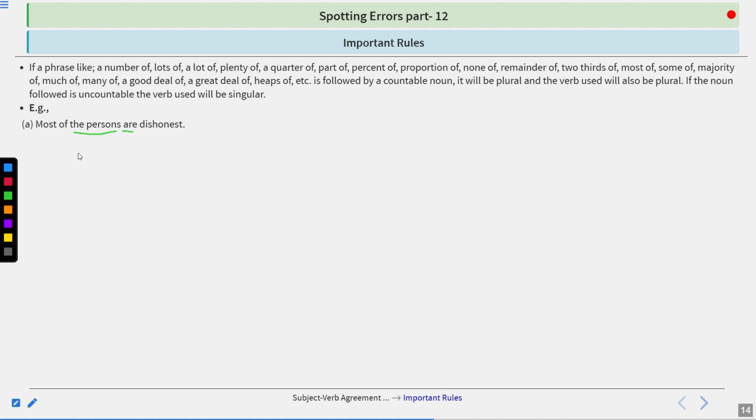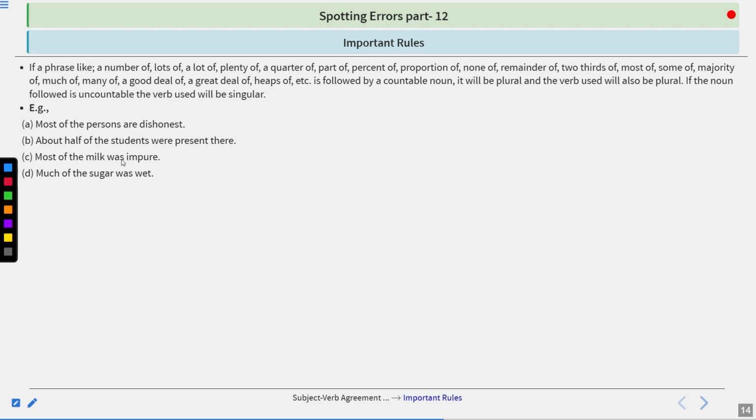I hope you have understood. If the noun followed by "most of" is an uncountable noun, then "most of" will become uncountable and will be treated the same. About half of the students were present here. Again, "half of" has become plural just because of "students". Most of the milk was impure. Again, "most of" is followed by "the milk", which is uncountable. That's why we have used "was" here.